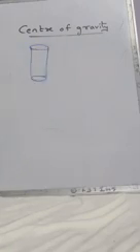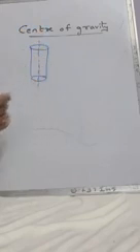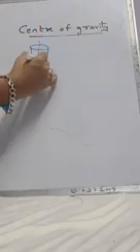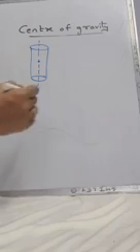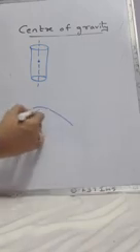Okay? A few more questions we will answer. Where is the center of gravity of this cylinder? You will draw an axis. The axis will pass through the center. The center of gravity lies at the midpoint of this axis. Clear? Now, is it necessary that the center of gravity is always within the body? The answer is no. Center of gravity can be outside the body. For example, if you take a boomerang.